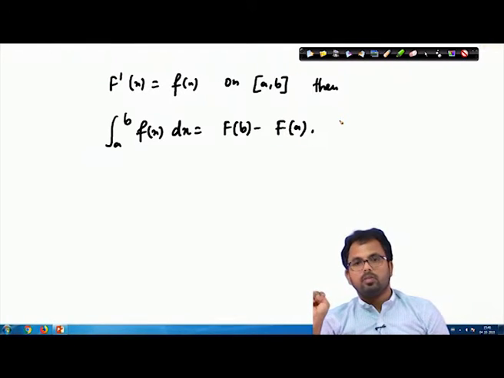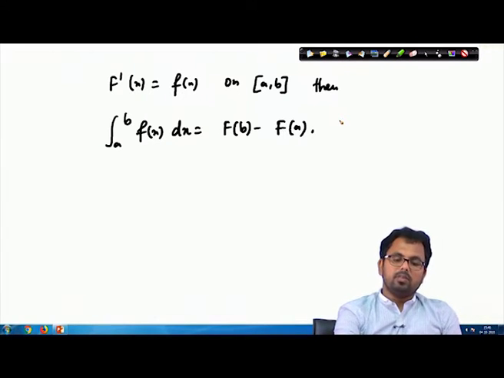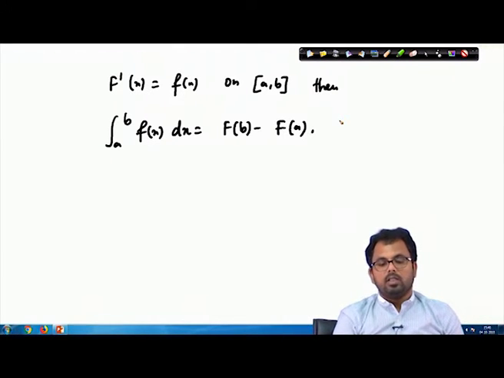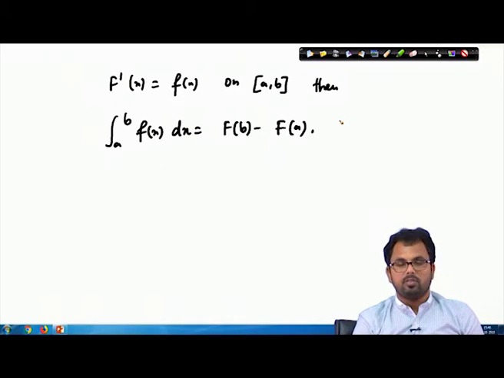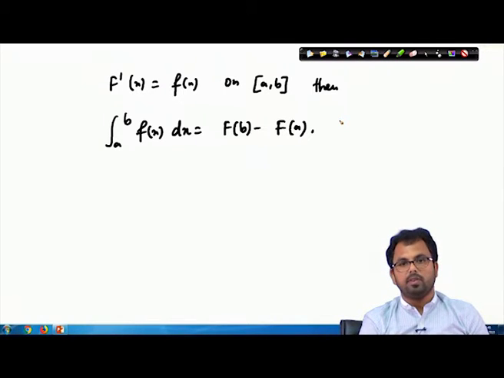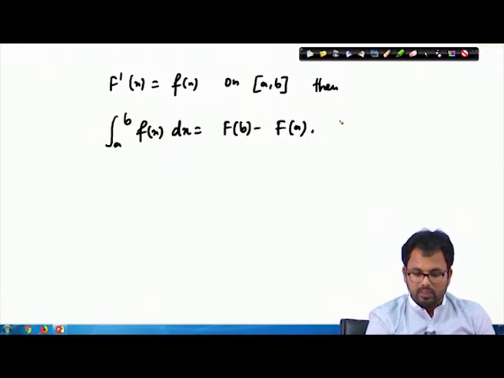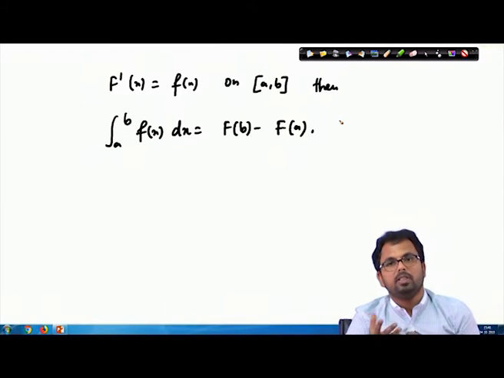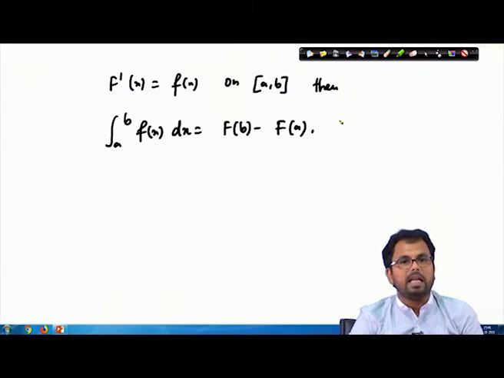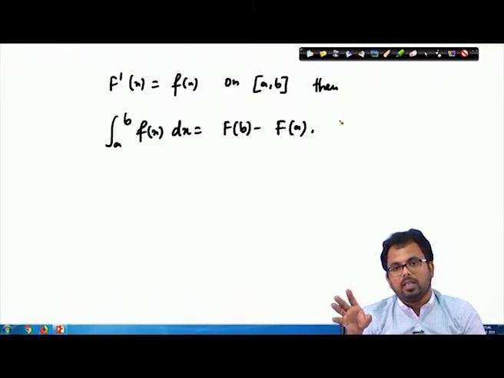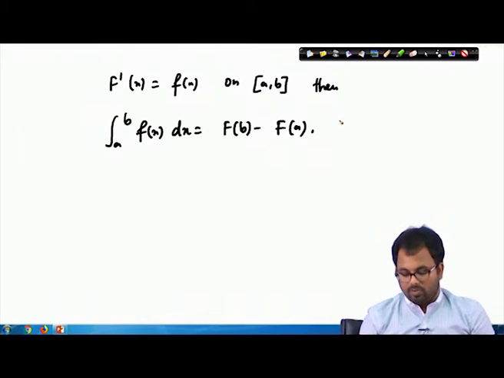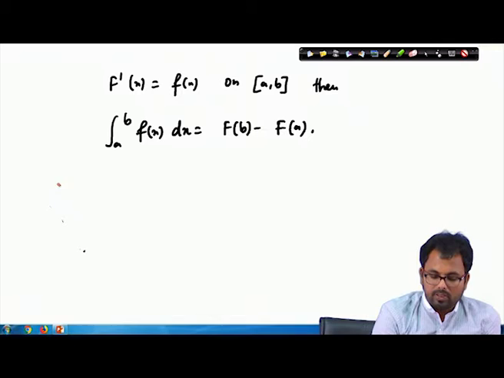and if we have F'(x) equals f(x), then in that case the integration of the function small f from a to b can be written as the difference of F(b) and F(a). So this is also in a way our Newtonian integral. Newtonian integral is also about finding an antiderivative, or finding a primitive of the function, so that you can write it as the integral of that function.